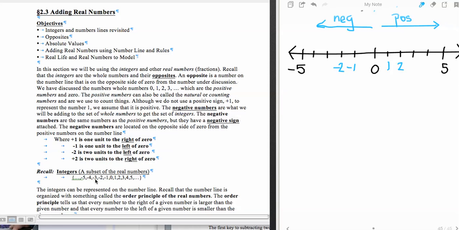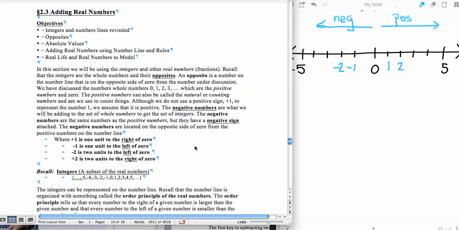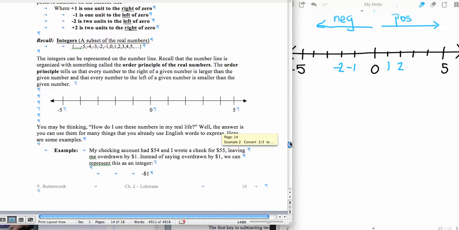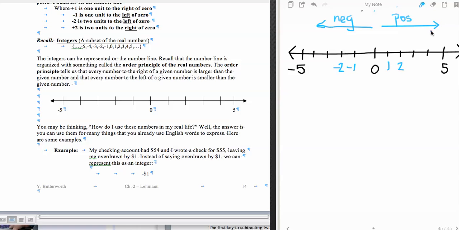So recall that the integers look like this set of numbers. They are a set that is a subset. They are contained within all of the real numbers. And what we just discussed also leads us back to the idea of the order principle of the real numbers. That as we move to the right on the number line, we get bigger and bigger, more and more positive, larger numbers.